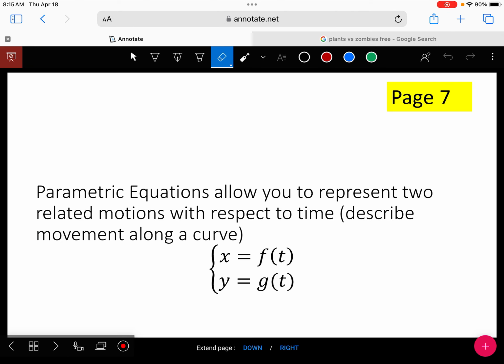So chapter 9 and 10 is about parametric equations. What a parametric equation is, it allows you to represent two related motions with respect to time, and you also have to describe that movement along the curve. So you'll have two functions: X is a function of time and Y is also going to be a function of time. And we're essentially going to graph X and Y and eliminate the T parameter.